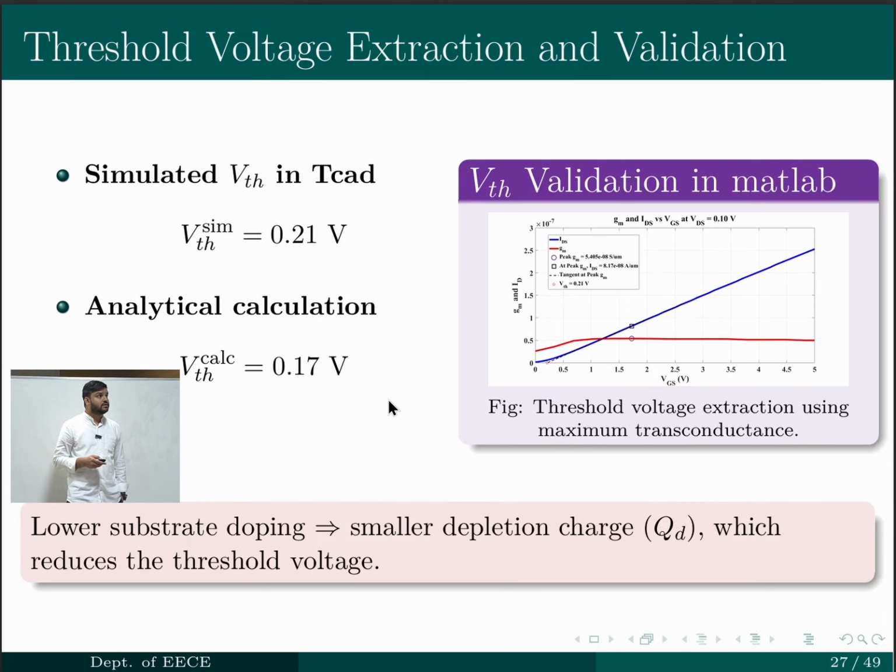The extracted threshold voltage VT for the device is 0.21 volt, and it is also validated with a MATLAB plot using the maximum transconductance behavior.